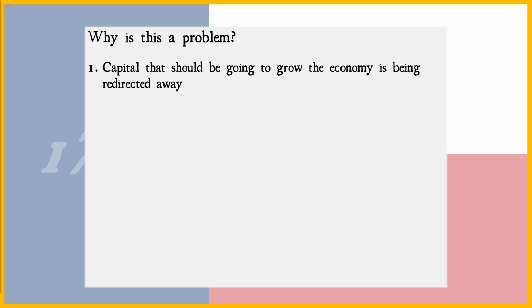Well, simply put, capital that should be going to grow the economy, that should be invested in option number 3, in R&D, new products, new services, the things that we want corporations to do with their profit to help grow the economy and create better opportunities for normal people, capital's not going to that. It's being tied up into these transactions.